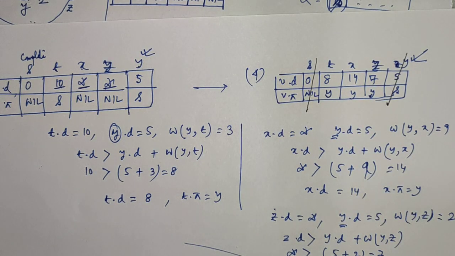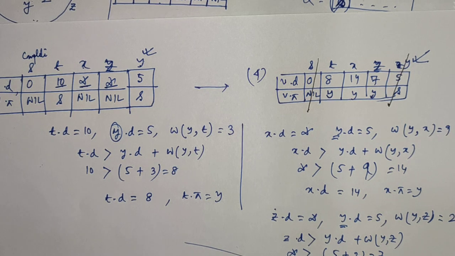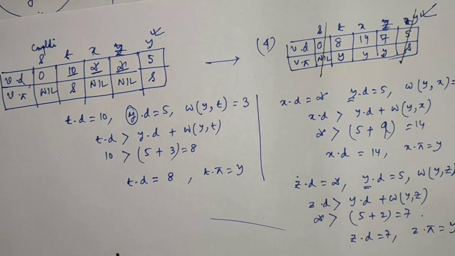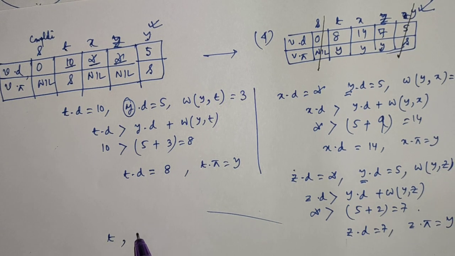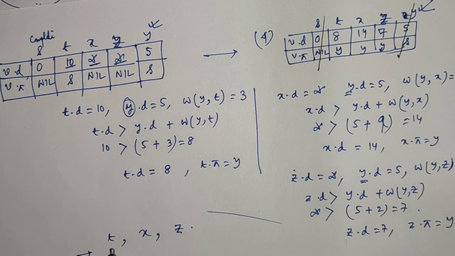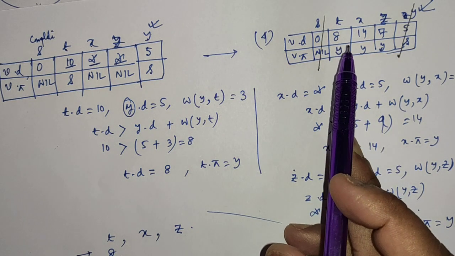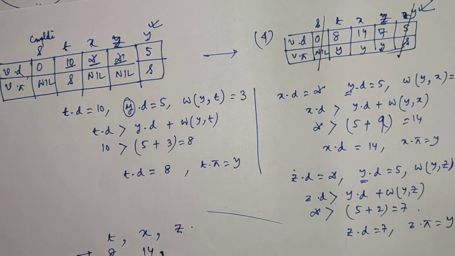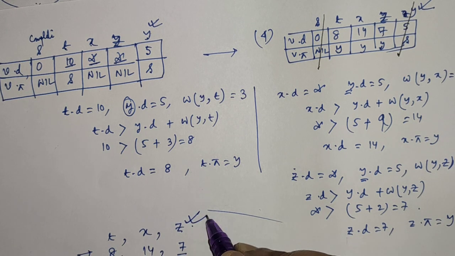Okay, which 3 vertices are the remaining vertices? So the remaining vertices are t, x, and z. What is the d value? Current d value of t is 8. What is the d value of x? Current d value is 14. What is the d value of z? It is 7. Which one is the minimum? 7. So now you have to explore z.